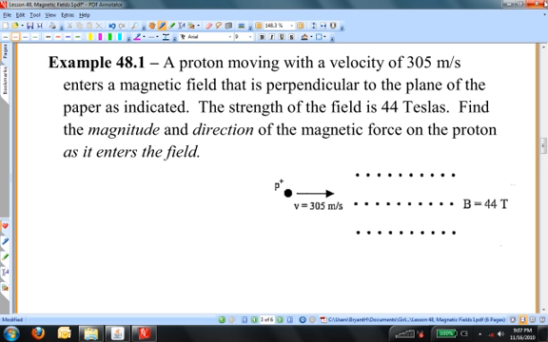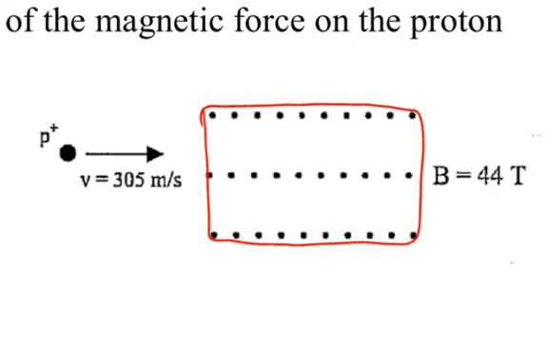We see here that the direction of the velocity is to the right. That's going to represent the fingers of our right hand when we apply the right hand rule. This magnetic field is represented by dots or arrows pointing out of the page, and they tell us the strength of the magnetic field, 44 teslas. Now, I'm going to work on the direction part first, and then we're going to calculate the force. I want you to imagine that the magnetic field is confined to this red rectangular box that I've sketched around these arrows that are pointing out of the page.